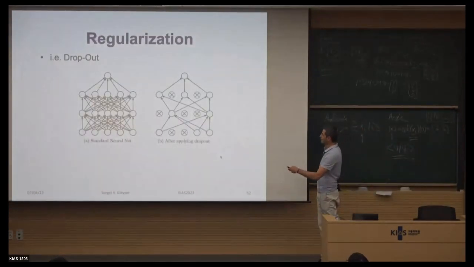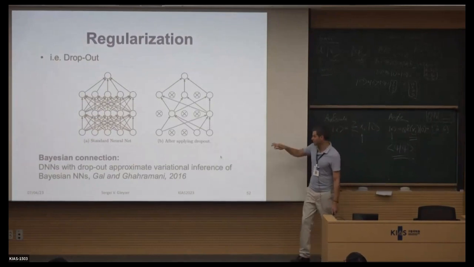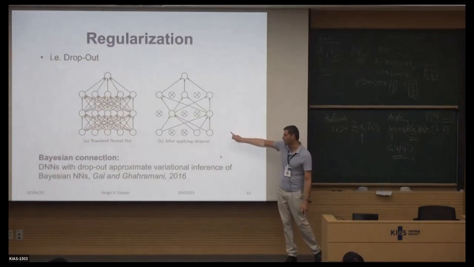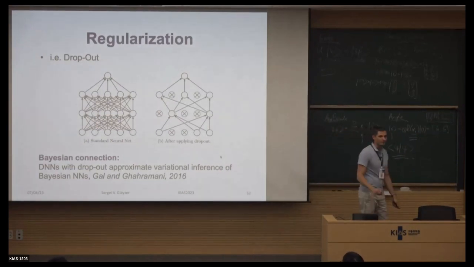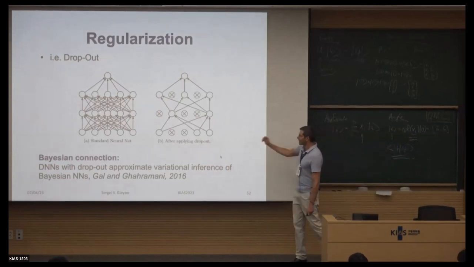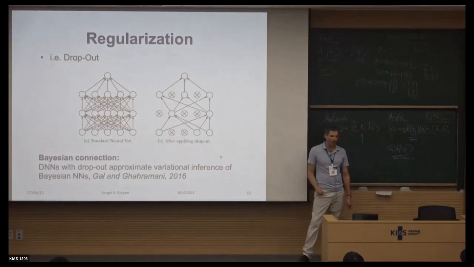And in fact, as you've also heard, there is a Bayesian connection because these dropouts approximate something called variational inference in Bayesian neural networks. So that is one connection that we have so far.